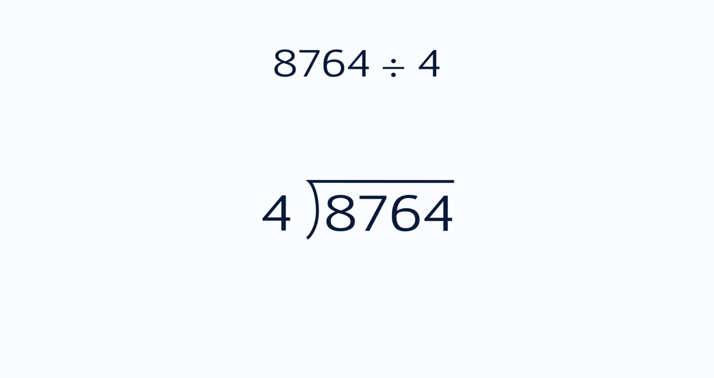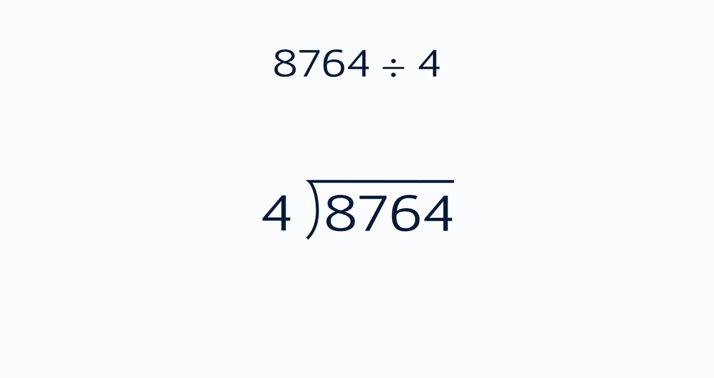8,764 is made up of 4 digits to be divided. It has the digit 8 in the thousands place, the digit 7 in the hundreds place, the digit 6 in the tens place, and the digit 4 in the ones place. You always start by trying to divide into the digit with the highest place value, which in this case is 8. You may have noticed that this place also has the digit with the highest numerical value. This is a coincidence.